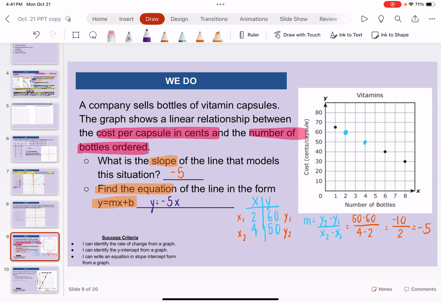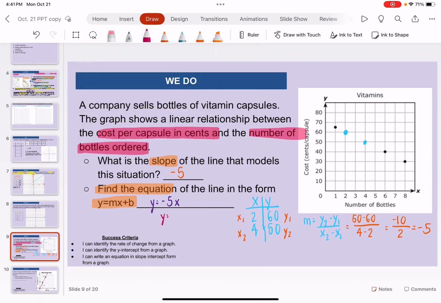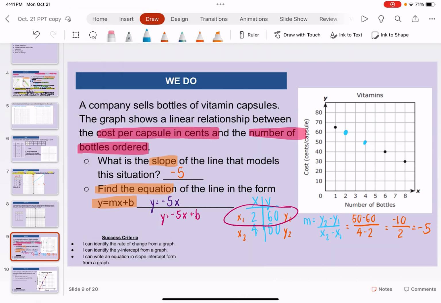I don't know what my b is yet, so I'm going to have to solve for that, right? So we have y is equal to -5x plus b. To do that, I have to choose one of my points. So I'm going to choose my first point right here, and I'm going to plug in the numbers. Our y value is 60. So we have 60 is equal to -5 times what is our x value? It's 2. And then we have to add b. So next we have 60 is equal to -5 times +2 is -10 plus b.